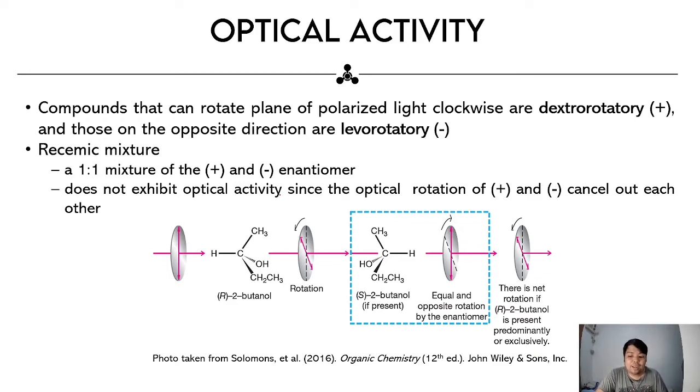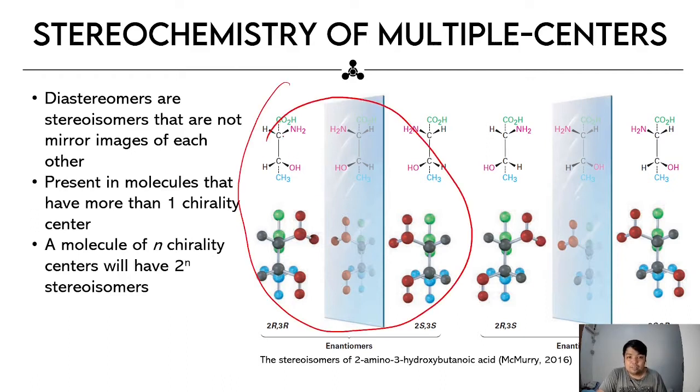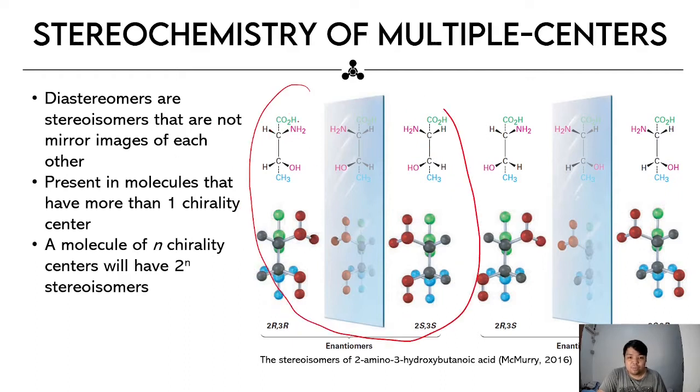Next we have diastereomers. Diastereomers are only exhibited by molecules that have more than one chirality center. Diastereomers are also stereoisomers; however, they are not enantiomers. That means they are not mirror images of each other. For example, here in the 2-amino-3-hydroxybutanoic acid, these stereoisomers are considered enantiomers because they are non-superimposable mirror images of themselves.